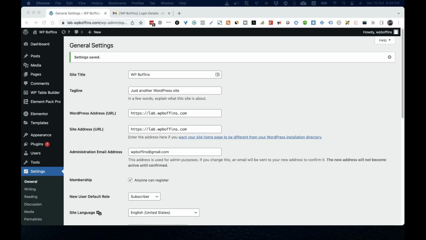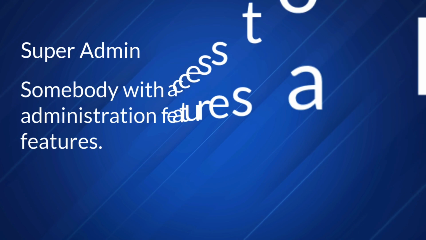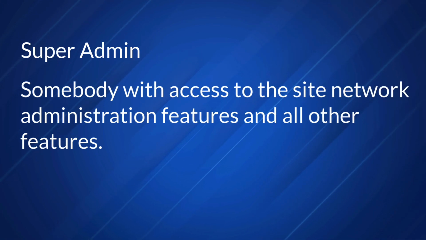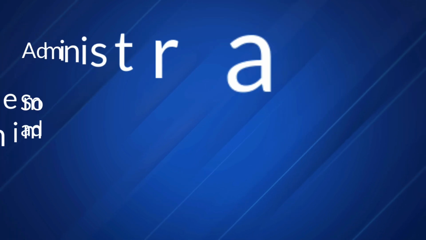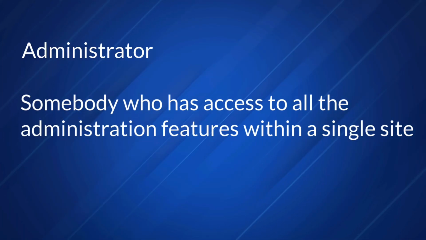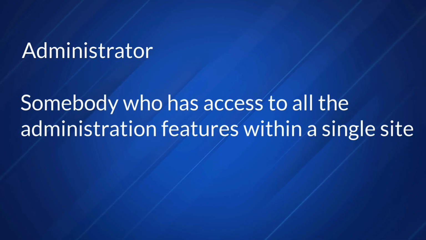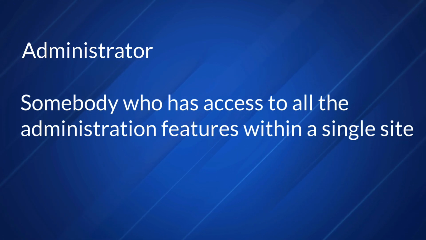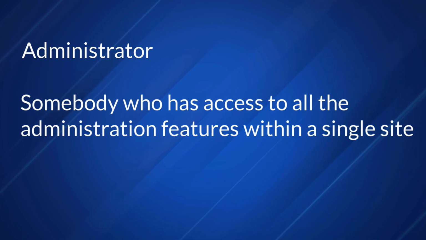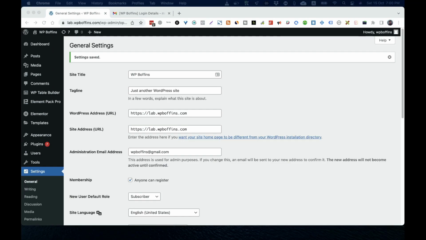So let me explain the roles to you. Super admin is somebody with access to the site network administration features and all the features. And administrator is somebody who has access to all the administration features within a single site. So these are the same, but the super admin can manage all the subsites on a multi-site installation. But the administrator can only access the single site that they are assigned to, or when we are having a single site. At this moment, this setup is a single site, so I am the administrator.